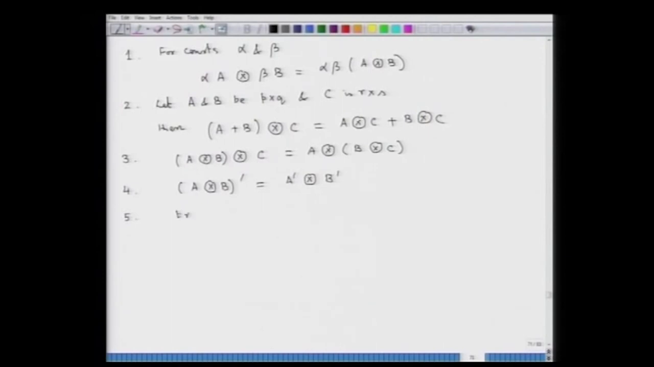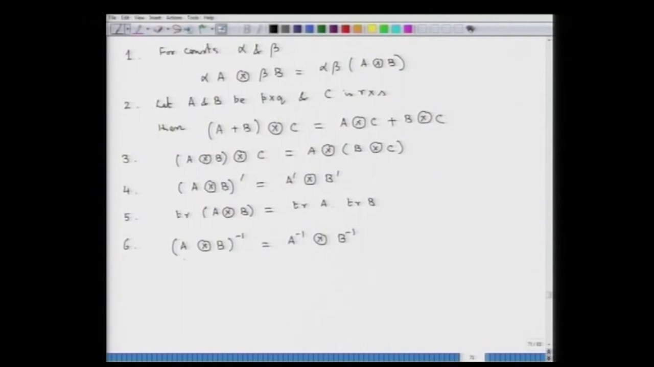We have also the following result for the trace of the Kronecker product of two matrices. If we look at the trace of A Kronecker product B, all these results are elementary and simple to prove also. That will be the trace of A times the trace of B matrix. The result concerning the inverse of the Kronecker product of two matrices is the following: suppose we have A Kronecker product B, and the inverse of that is taken. Then this is going to be A inverse Kronecker product B inverse.